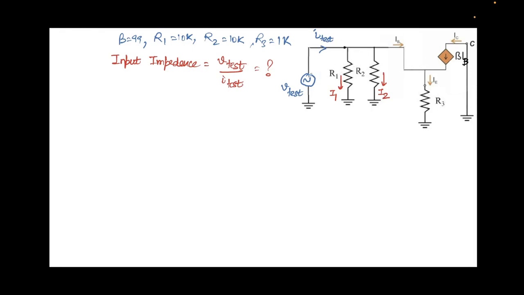Now we'll look carefully at this node, the emitter node over here. This voltage is nothing but V test, right? This is nothing but V test, and this is just a wire, so all the voltages here will be V test. Similarly, let's call this one, for the time being, VE.